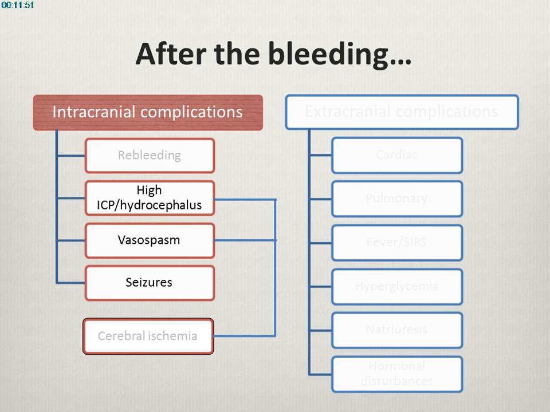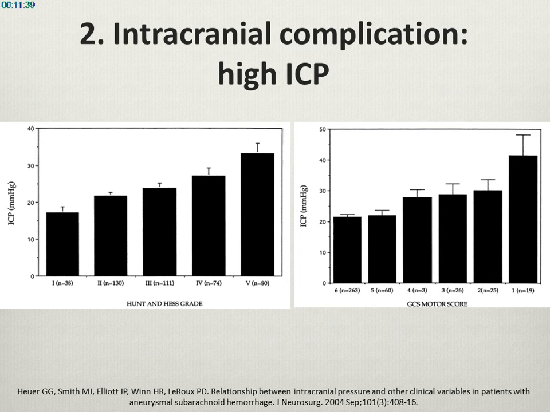Talking about the intracranial complications, I will focus on some of them because I don't have time to speak about rebleeding and others, and we will talk about high intracranial pressure, hydrocephalus, vasospasm, and seizure. If you remember what we said until now, at the moment of the bleeding, the most severe cases have more severe bleeding, and usually this is associated with higher intracranial pressure. In this population from Philadelphia, increasing severity, using either the Hunt and Hess scale or the Glasgow Coma Score, doesn't matter, is linked with higher intracranial pressure.